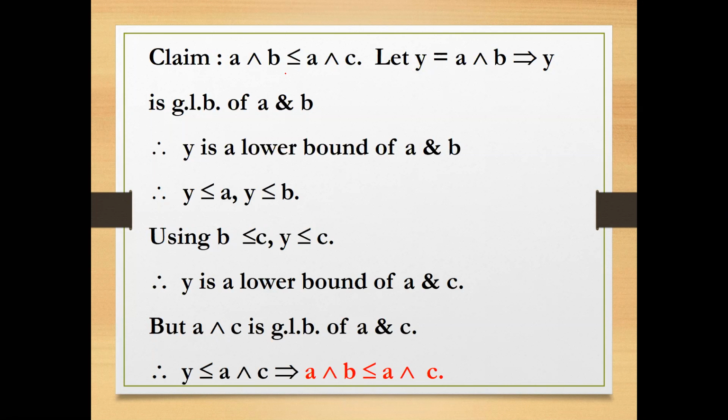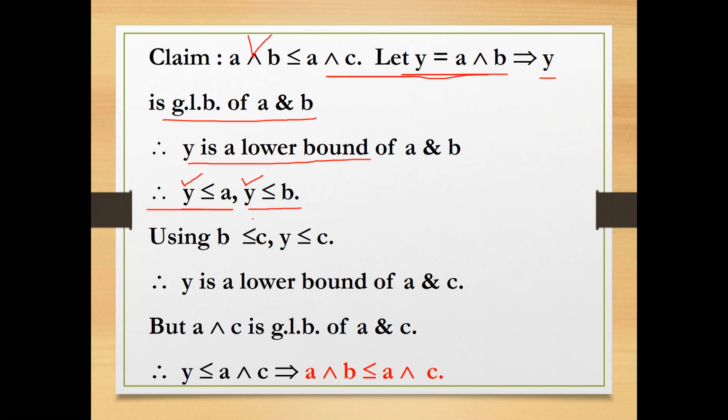we have claimed that A meet B is less than or equal to A meet C. For the proof of this part, we shall suppose now from the right hand side, A meet B is equal to Y. Now if A meet B is equal to Y, that means Y is the greatest lower bound of A and B. And if Y is the greatest lower bound, then firstly it is a lower bound. Y is a lower bound of A and B. If Y is a lower bound, that means Y occurs on the left hand side of both the elements: Y less than or equal to A and Y less than or equal to B.